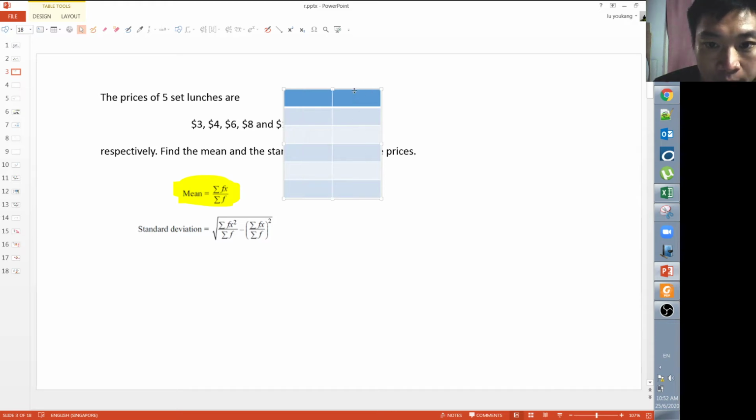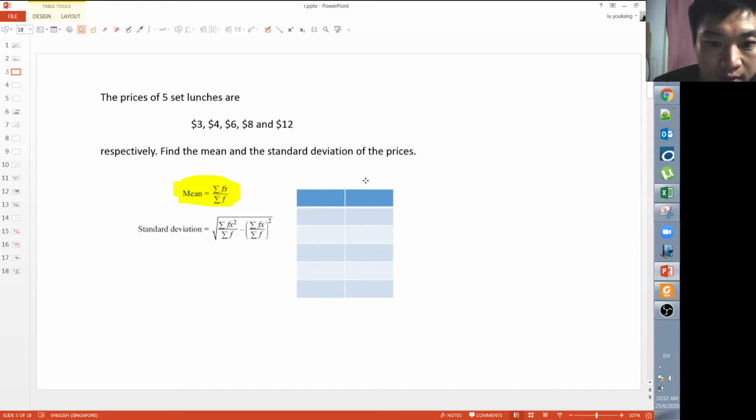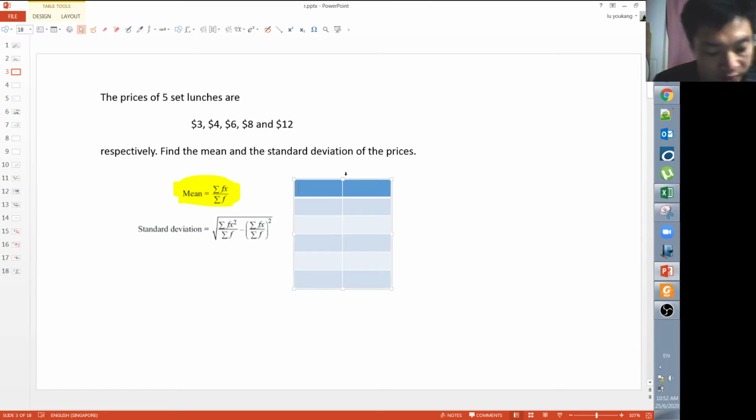Okay, so this will be my table. All right, so the first column I will call the frequency column. Let me just use a short form. And the next column I will call X to represent it. So over here, this is $3, $4, $6, $8, and $12. So therefore over here is in terms of dollars.